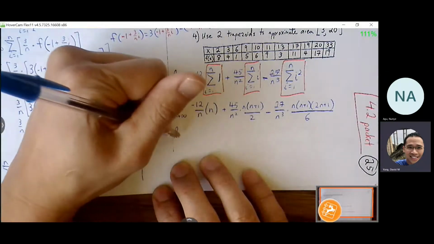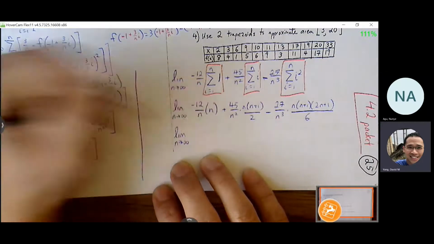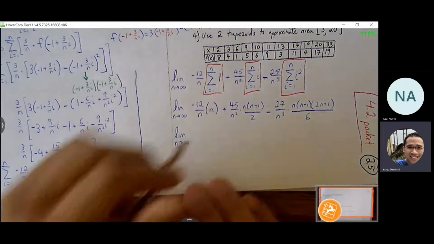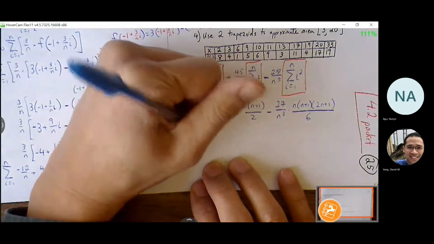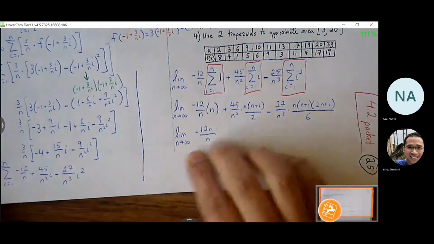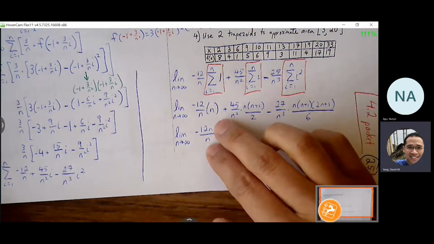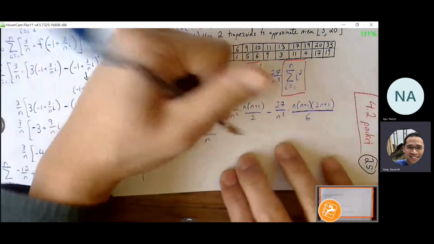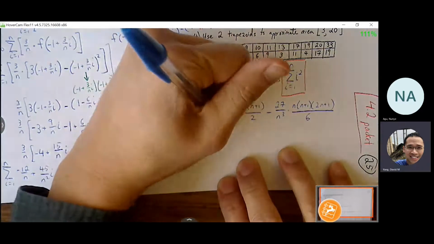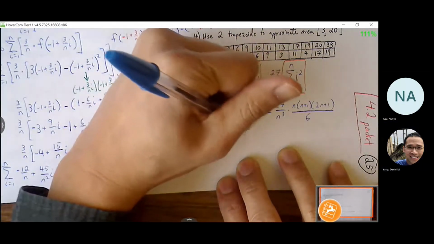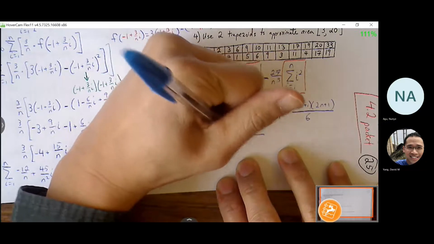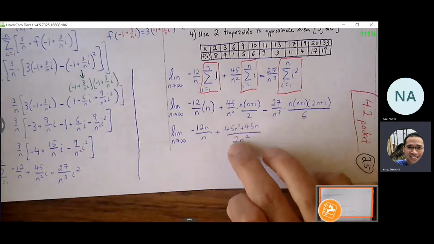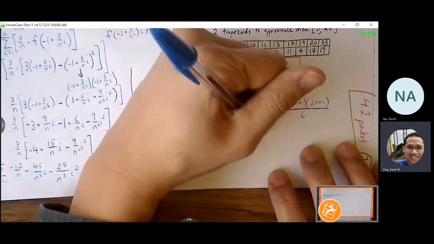Okay, every fraction, we should get matching degrees between top and bottom. So here I got negative 12n over n. For limit as n approaches infinity, we just compare degrees and pull the leading coefficients. Second term here, if I distribute the 45 through, okay, but we're only concerned about the ratio of leading coefficients. Degrees are the same. Okay, we'll come back to that.